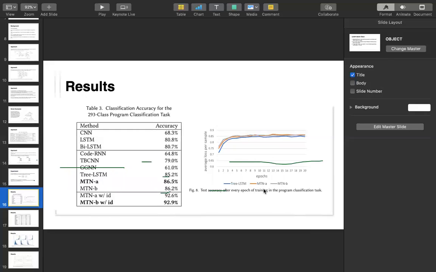And on the right side, the graph is showing that the MTB also converges faster than the other two types of approach. Yeah, please go on. Let's finish this one.